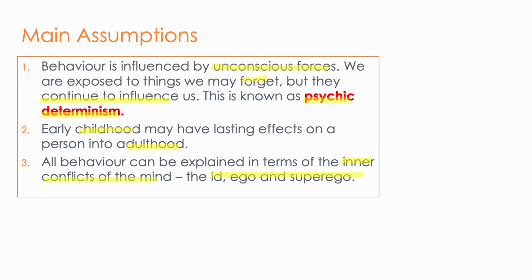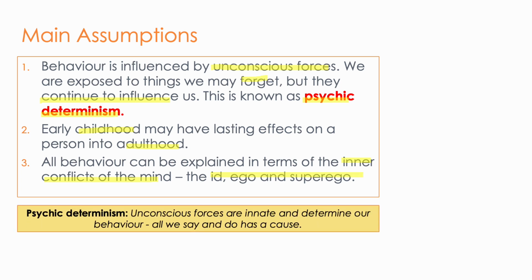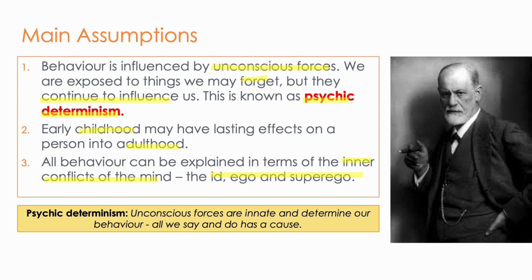ego and superego. So here you have a definition of psychic determinism, which is that unconscious forces are innate, so they're natural, and they determine our behaviour. So everything we say and do has a cause, and that cause is anything that's unconscious to us. We'll move on now to examine the role of the unconscious and some of those elements of psychic determinism.